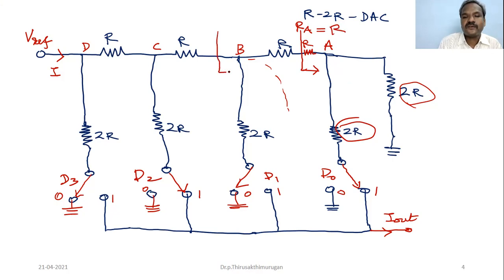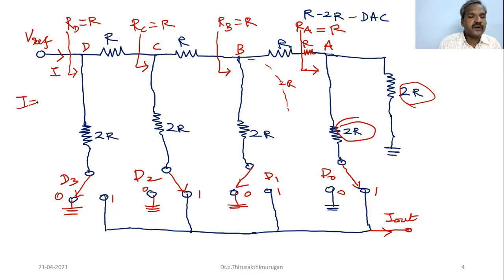Similarly, what is the resistance? Look into here. These two are coming in parallel, so RB equal to R. The resistance available at this end is also R. So what is the resistance? Look into here, this end, RC equal to R. Similarly, what is the resistance available at this end? RD equal to R. So what is I? I equal to V reference by the total resistance available here, which is R. So this is the current.